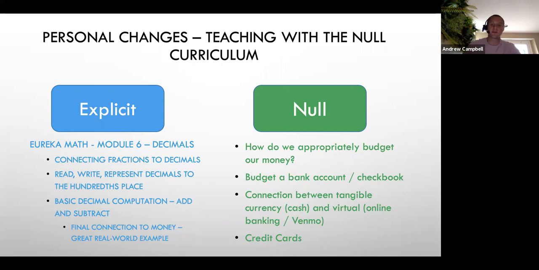So just a specific example, we're talking about money, adding and subtracting money. Well, what about budgeting? What about using a bank account or a checkbook? So we want students to be able to see and learn some of the things that aren't necessarily included within the curriculum. But as a leader, I want to make sure that I'm guiding staff, guiding constituents on that path to make sure they are including these in their planning.